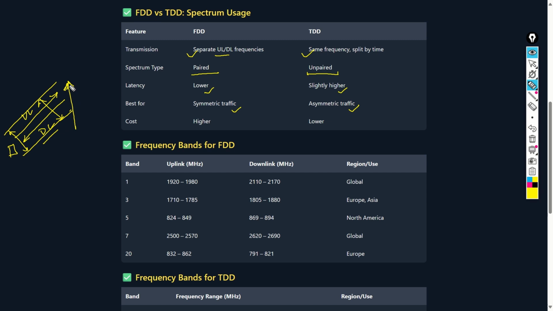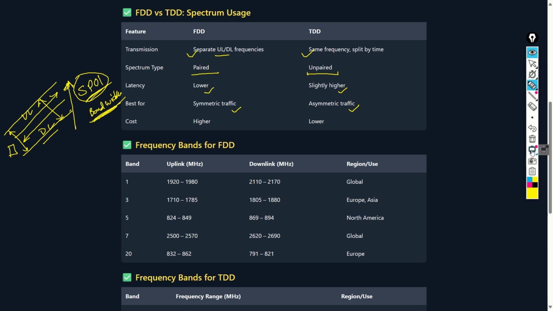Let's say there is a service provider 01, and this service provider has some spectrum available, and that spectrum has some bandwidth, which is used by the service provider for uplink and downlink transmission. Let's understand how this bandwidth is provided to the service provider and how it is done.